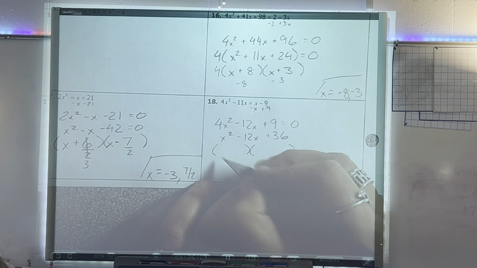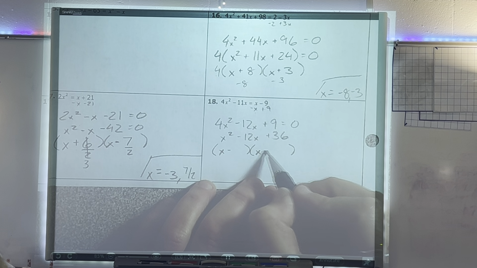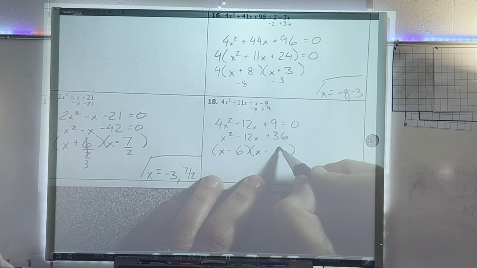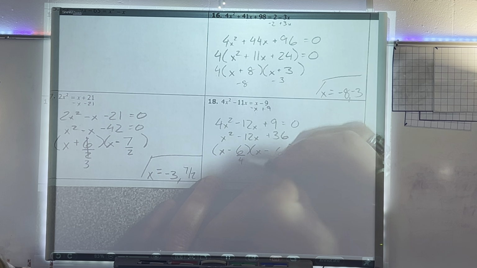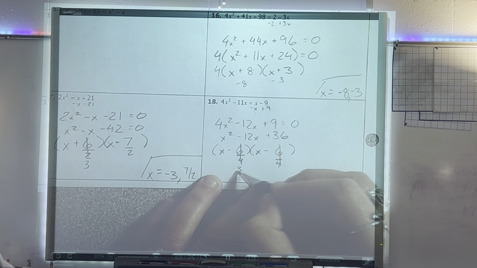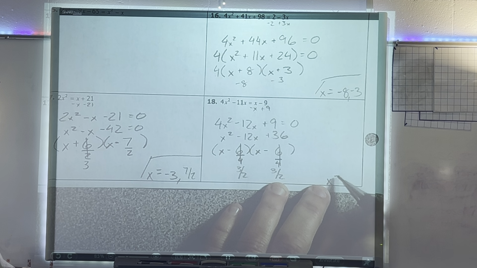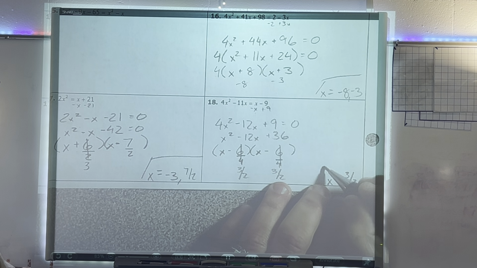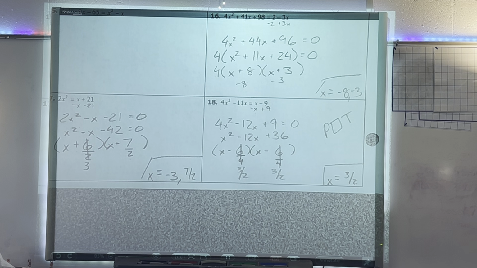Signs are going to be the same, both negative there. So what two numbers multiply to 36 and add to 12? 6 and 6. But I had to multiply that 4 in, so I've got to pull it back out. Are we okay there? So both of these simplify to the same, 3 over 2. But when I write my solution, because this was negative 3 over 2, they're going to be positive 3 over 2. This is another one of those perfect square trinomials. Are y'all okay there?